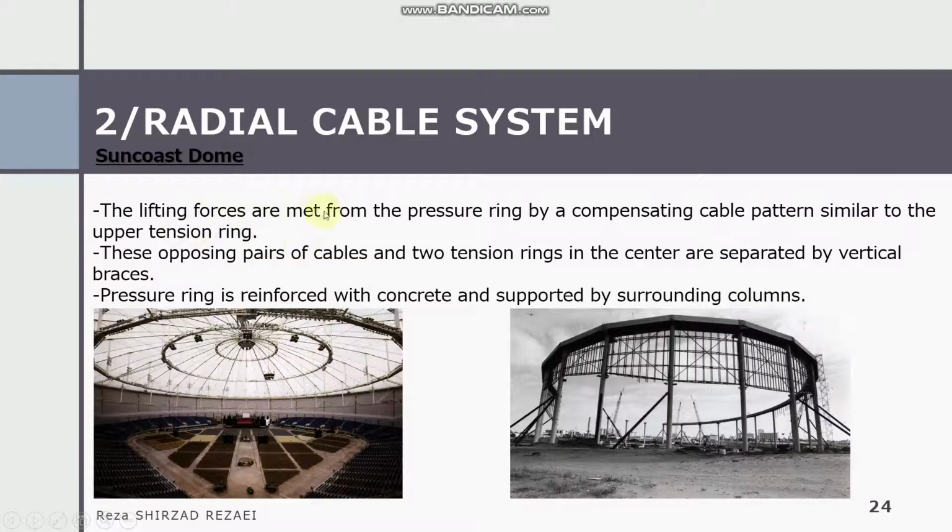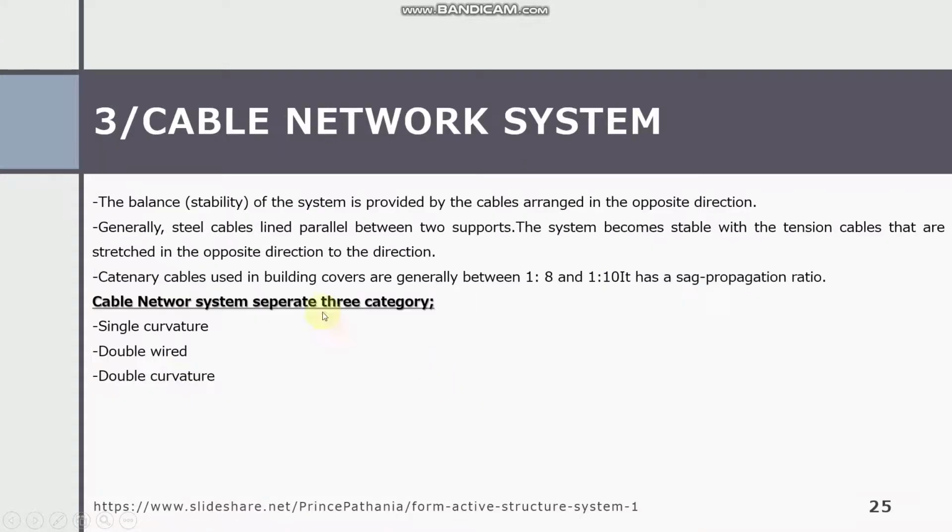The lifting forces are met from the pressure ring by a compensating cable pattern similar to the upper tension ring. These opposing pairs of cables and two tension rings in the center are separated by vertical braces. The pressure ring is reinforced with concrete and supported by the surrounding columns. You can see it from the picture.